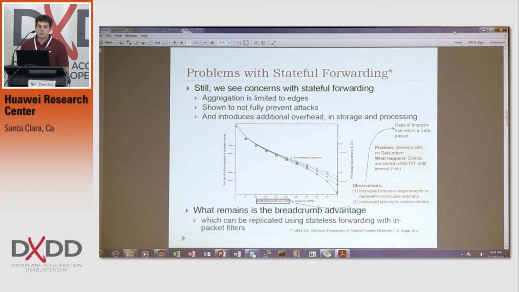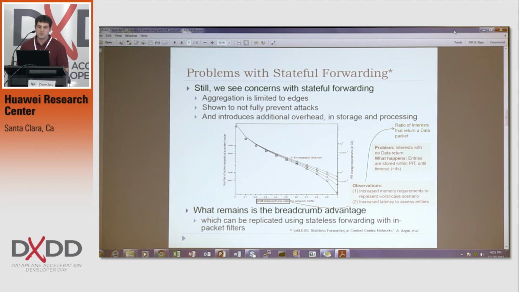But there are some problems with stateful forwarding. As has been shown in the literature, aggregation is limited to the edges, and it is also shown to not fully prevent attacks. Additionally, it can introduce significant overhead, both in storage and processing. In this figure, the x-axis shows the well-behavedness ratio for the network traffic, which means that if it is equal to 1, every interest fetches a data packet. If it is 0, none of the interests fetches a data packet. At different line rates, we observed that it can create an enormous number of entries in the PIT, which requires gigabytes of storage for just the PIT. That can actually create a bottleneck for information-centric networking.